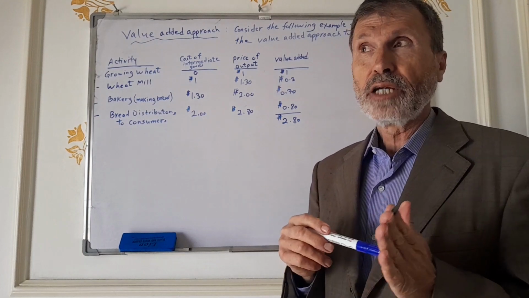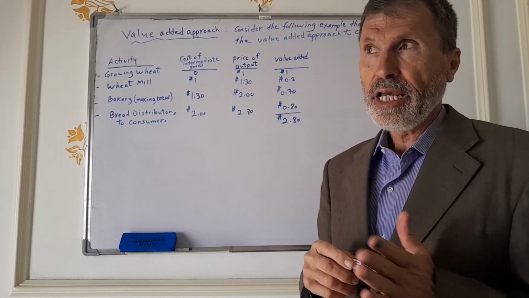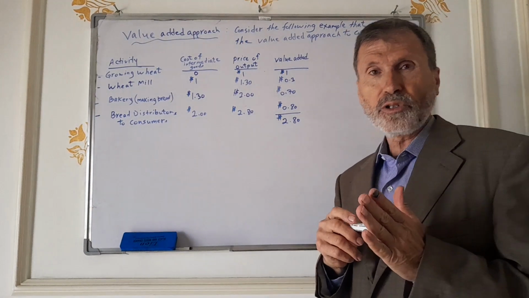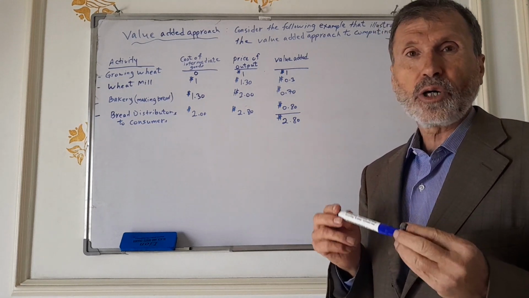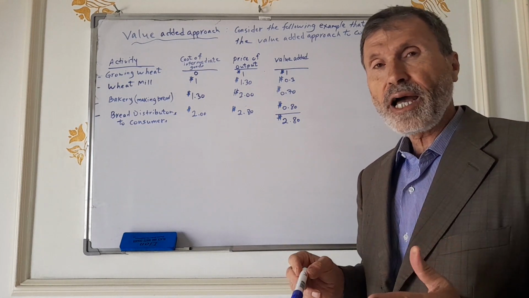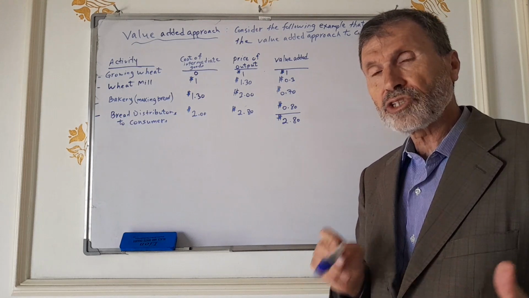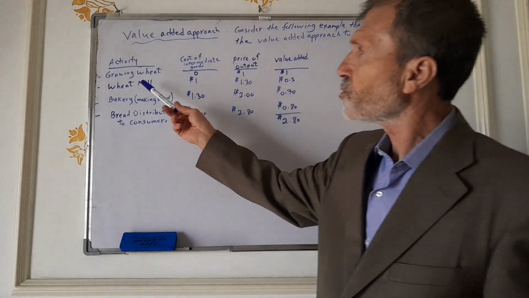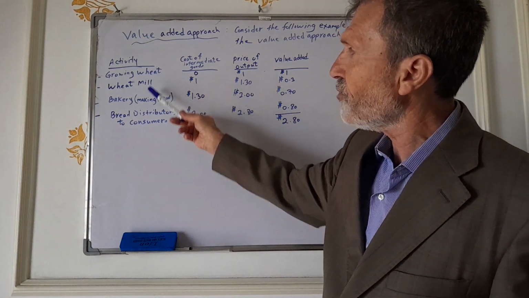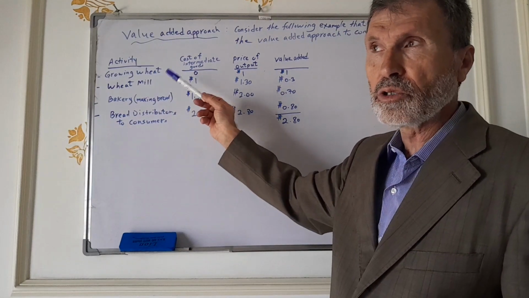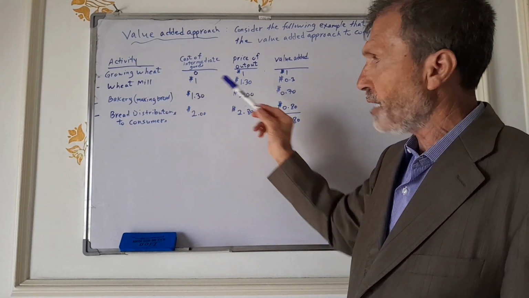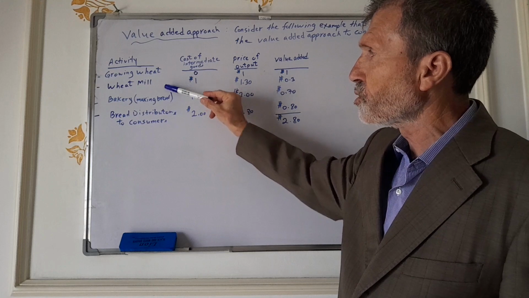What actually do we mean when we say value-added approach? The value-added approach consists of summing the value added at each stage of production. So for instance, in this example, we have 4 stages of production. So we're going to add the value added at each stage of producing a bread.